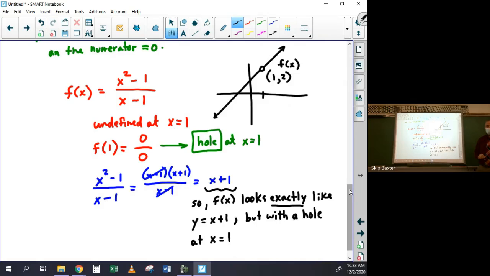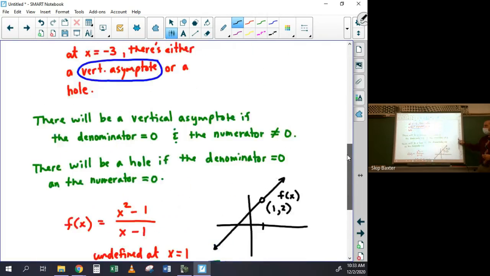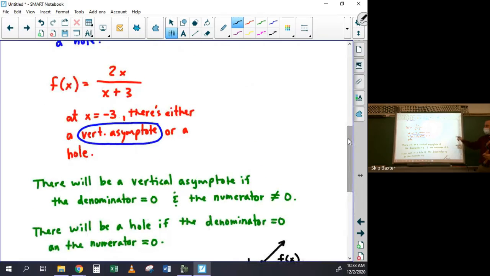On Delta Math, when they ask you to find where the hole is, they want an x value and a y value. So you have to make sure you enter in both. Don't enter in just the x value. And when they ask you to find the vertical asymptote, you won't say the vertical asymptote is -3. You'll say the vertical asymptote is x equals -3, because it's a line. It has to be the equation of a vertical line. If you just type in -3, it'll say it's wrong. Okay? It has to be the equation of a line.